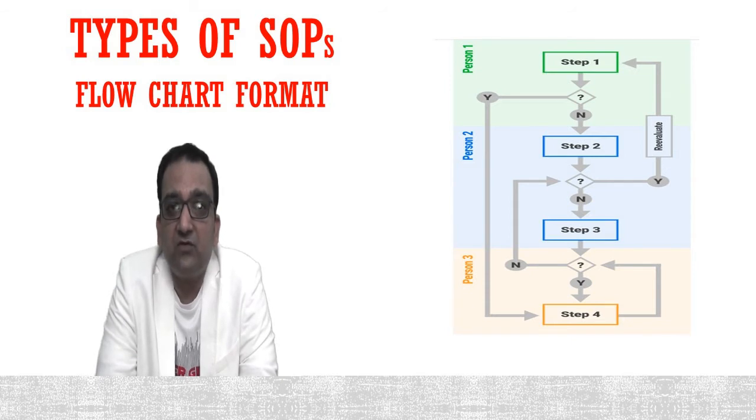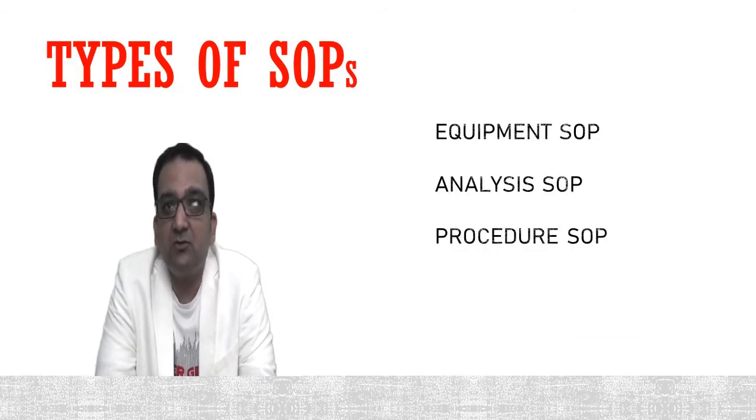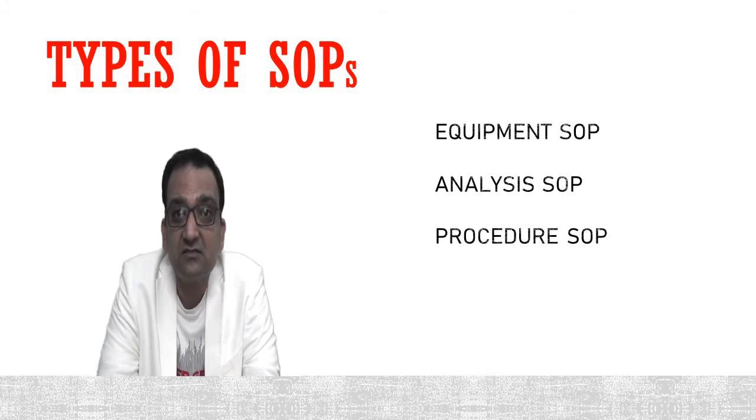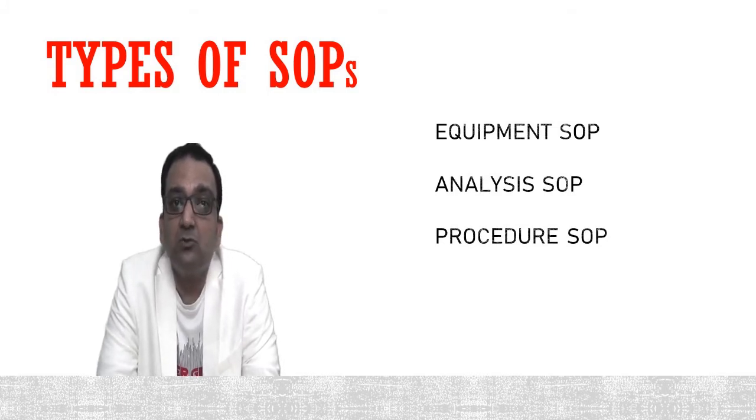Based upon the type of usage, the SOPs can be classified into 3 types: equipment SOPs, analysis SOPs, and procedure SOPs. Equipment SOPs are how to calibrate, operate, and maintain an equipment. For every piece of equipment, an SOP must be written on how to calibrate, use, and maintain that piece of equipment. Analysis SOPs are for how to perform an examination, for example. For every examination, an SOP must be written explaining how to make the reagents, how to prepare the sample, how to perform the examination within the lab, and how to perform quality controls for that particular lab test.